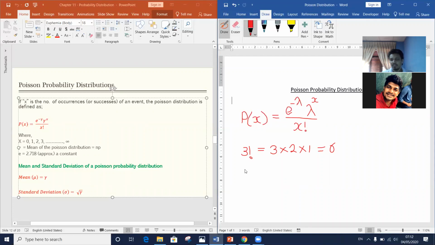E means a constant. You can find the value of E, and you know the value of E. What is the value of E? I think 2.718, and it goes on and on, right? E value, the constant.